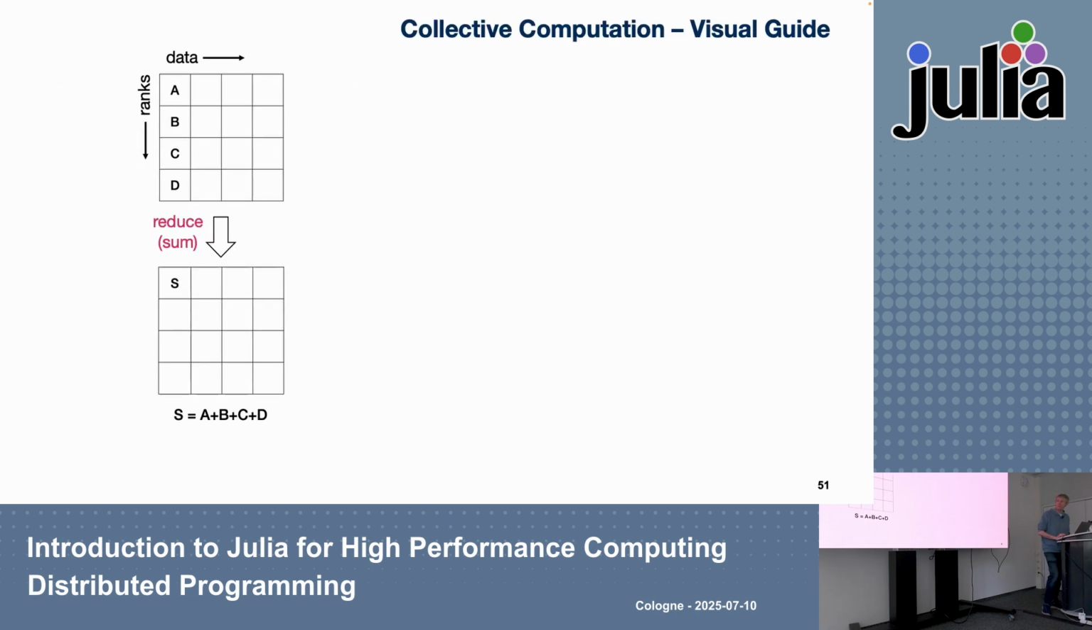And we can also combine this with a computation. There are some computations predefined, for example, a sum. You can specify which function should be used for the reduction, and then all of the partial results will be reduced to only one value that is then received by the root rank.